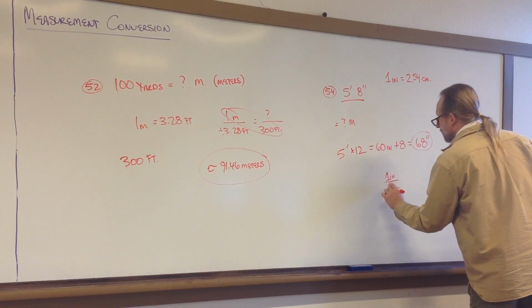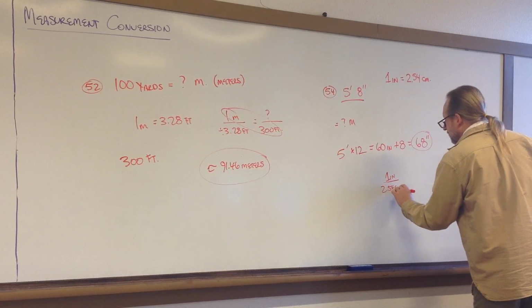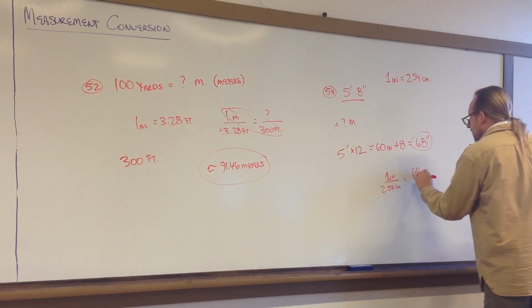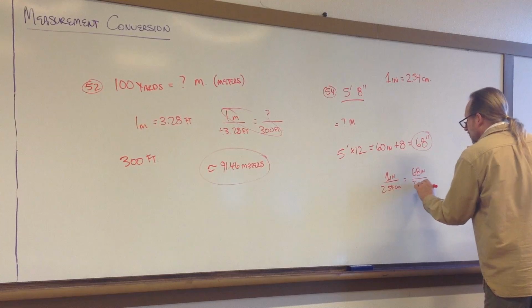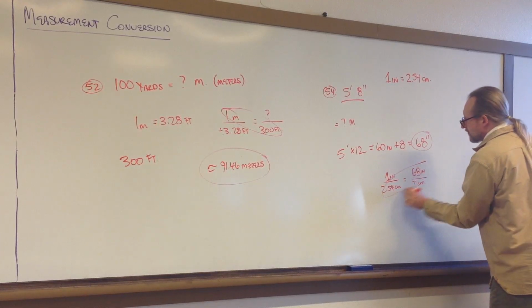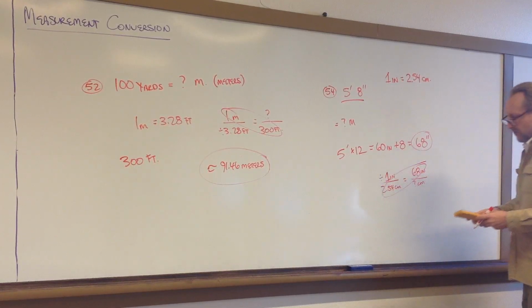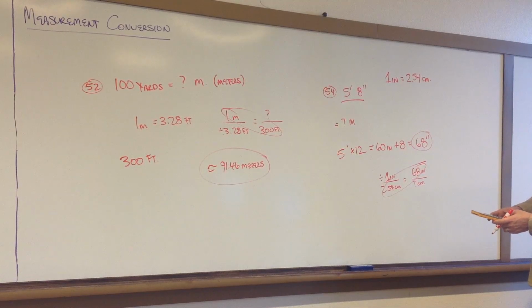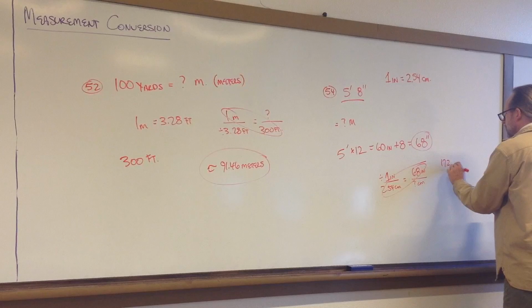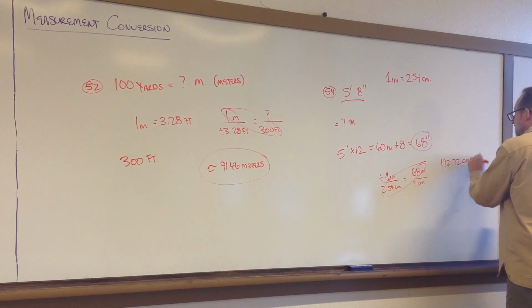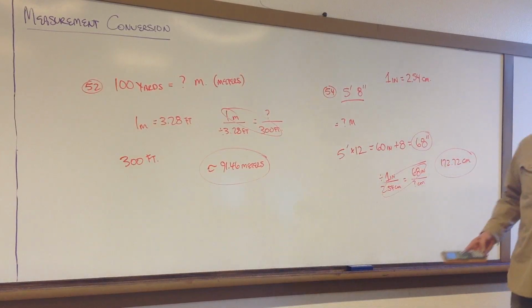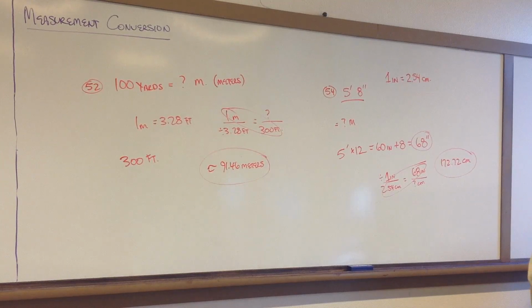1 inch is 2.54 centimeters. We've got 68 inches, and we're going to convert that into centimeters. Multiply here, divide by 1. So 68 times 2.54 is 172.72 centimeters. And remember, the problem was asking, where are we? Problem 54, the height in meters.